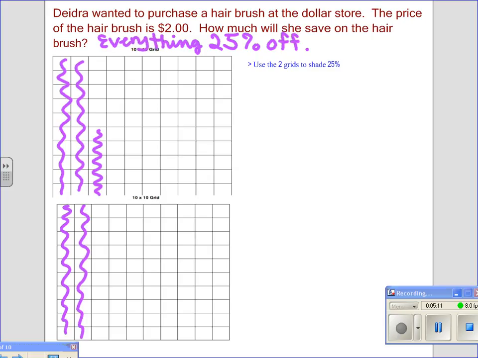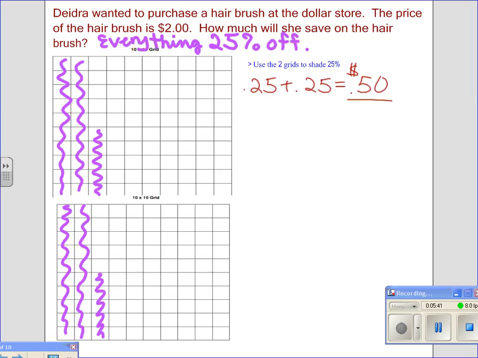1, 2, 3, 4, 5. Okay, so you can choose to do this visually, representing it with the grid, and that's how much money we're going to be taking off. So if you were to add 0.25 plus 0.25, that's a 50-cent discount. You're just adding what you see here on the grid. What's in purple is our discount.